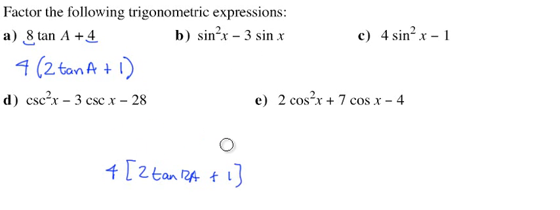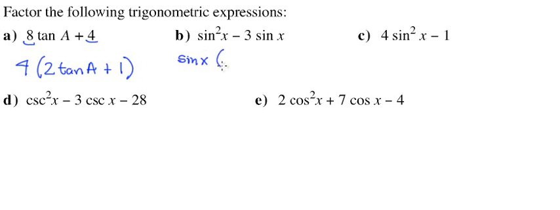Now let's clear that out and carry on. Sine squared x minus 3 sine x. I'll do this real quick and then I'll show you an option that you might like. You can take a common factor of sine x out of this, and that leaves you with sine squared x divided by sine x is sine x, and 3 sine x divided by sine x is just 3. So that's your factored form.